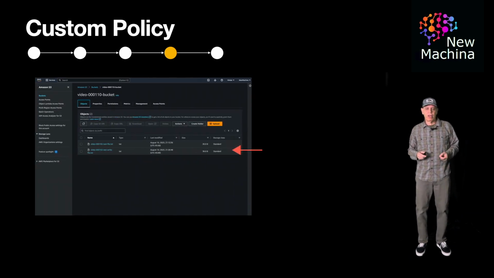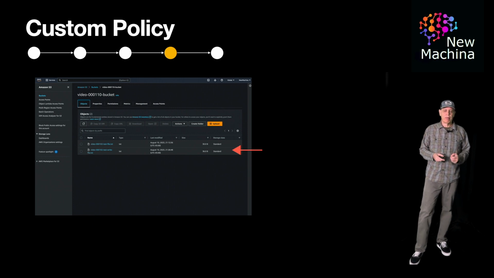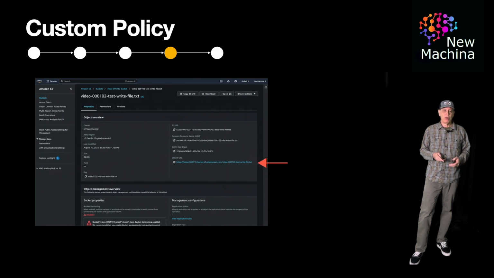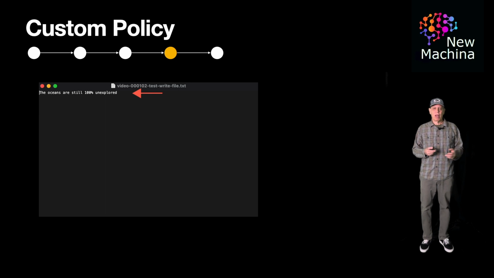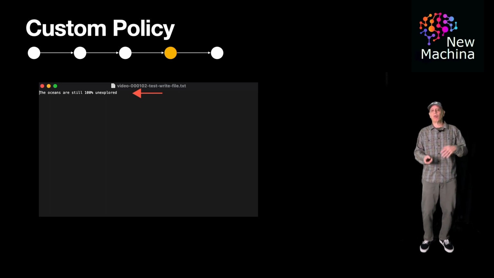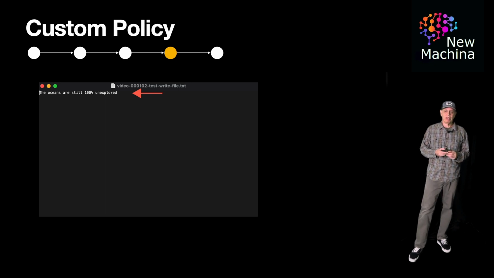So now let's quickly go to S3 and look for the file that was written by the Lambda function. And indeed, we see the second file. We go ahead and click on it and download it to your local machine. And once you have it, you can open it up with an editor. And you'll see that it says the oceans are still 100% unexplored. Again, this was just a simple example showing you reading and writing from S3 and how you can create really fine-grained permissions or policies that you can attach to the role, which is associated with the Lambda function to give you exactly what you need.